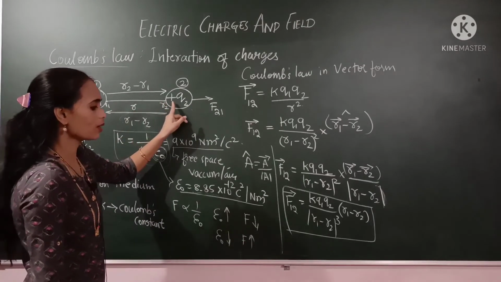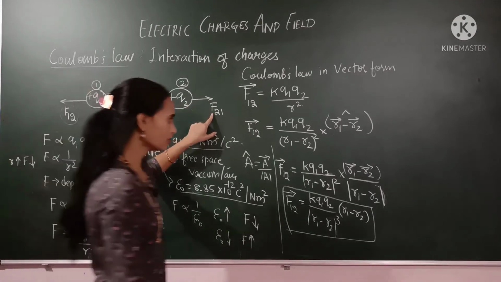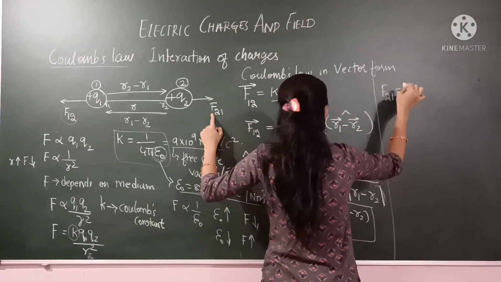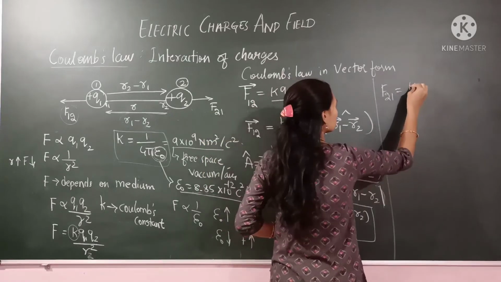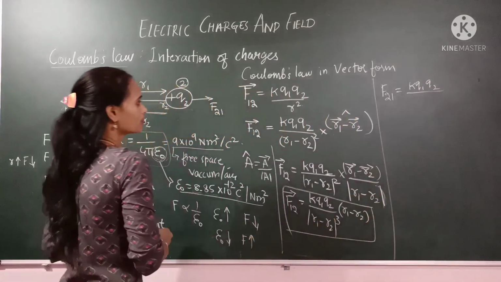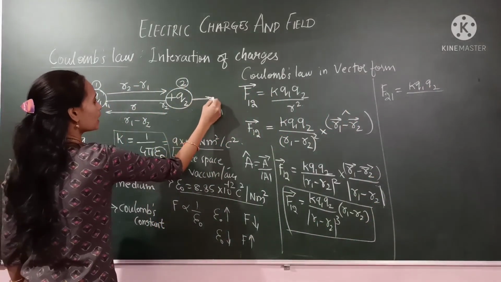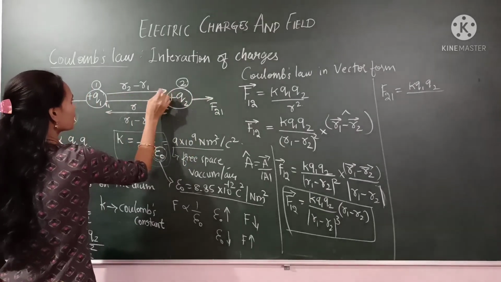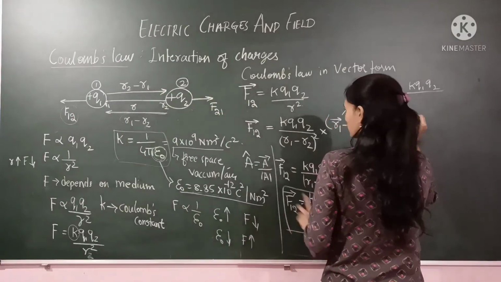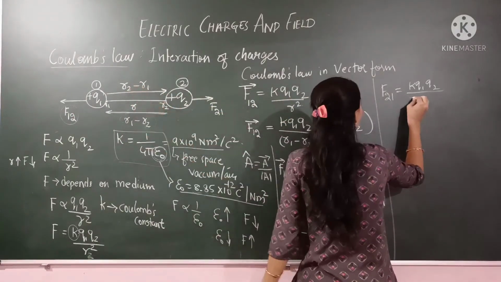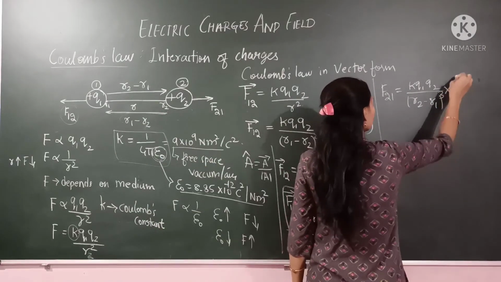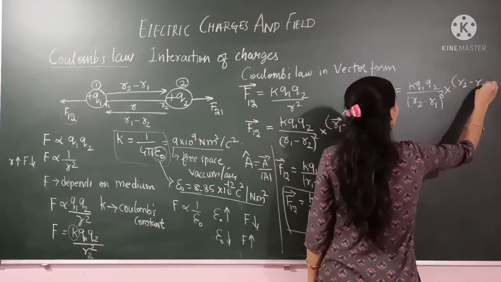Now we will write the same for the second charge, that is F21. So F21 is equal to K Q1 Q2. Here which distance can we take? For F21, this is in this direction and this is also in the same direction, which means we will take the vector R2 minus R1. So in place of R1 minus R2 we will take R2 minus R1. So here, R2 minus R1 whole cube multiplied by the R2 minus R1 vector.